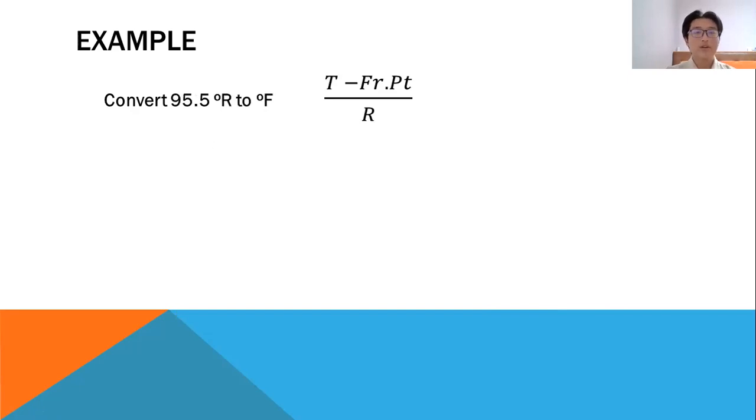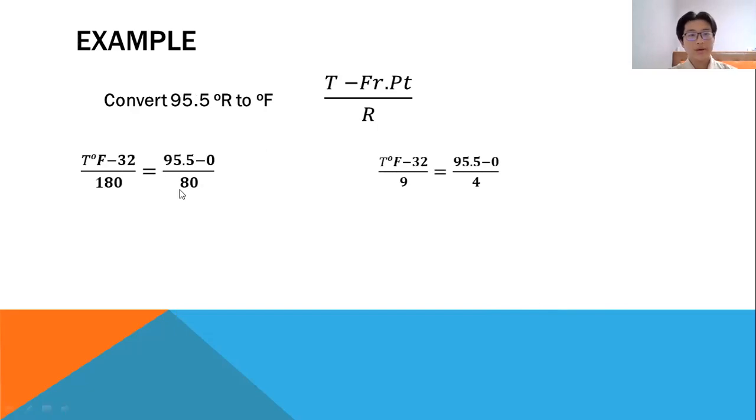Next, converting 95.5 degrees Reaumur to degrees Fahrenheit. Now, we are asked to find the degrees in Fahrenheit. So here, the temperature of Fahrenheit minus the freezing point of Fahrenheit, which is 32, over 180, because 212 minus 32 is 180. So we have the range, and the temperature of Reaumur is already given, so insert it. 95.5 minus 0, which is the freezing point of Reaumur, over the range, which is 80.